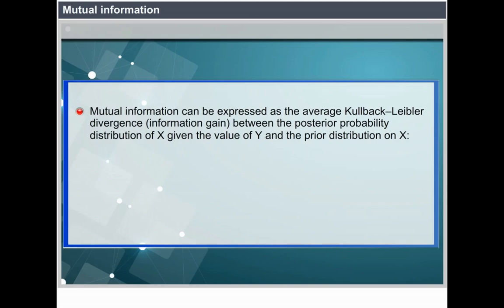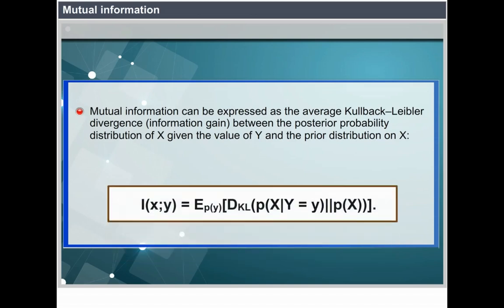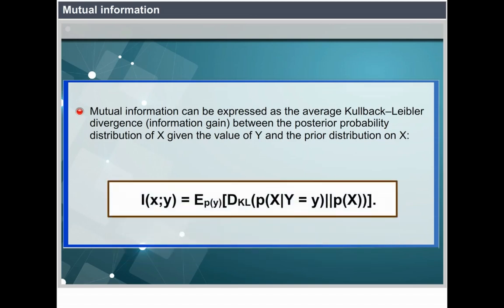Mutual information can be expressed as the average Kullback-Leibler divergence, information gain, between the posterior probability distribution of X given the value of capital Y and the prior distribution on X. I of capital X comma capital Y equal to E_P of small y into D_KL of P of capital X given capital Y equal to small y, given P of capital X.